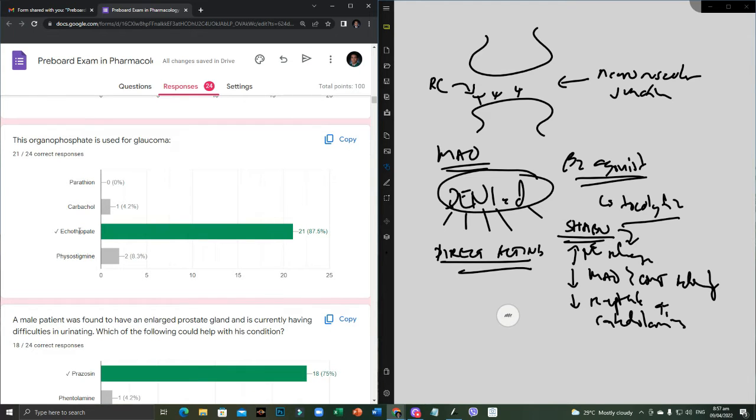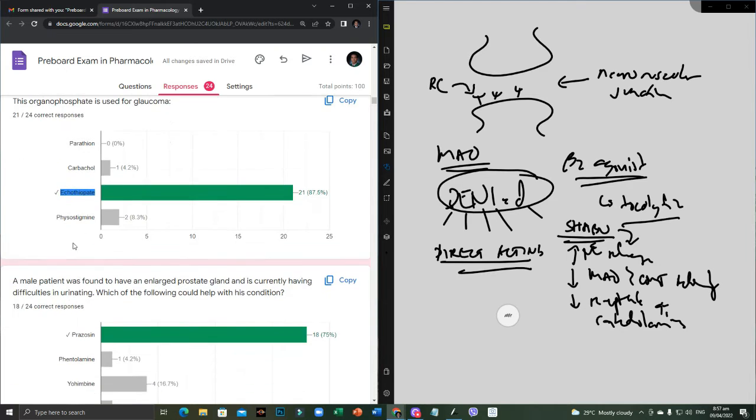Next question. This organophosphate is used for glaucoma. Very good, that's ecothiopate. The keyword here, class, is organophosphate used for glaucoma. Parathion is an organophosphate, but it's mainly used as an insecticide. Carbachol is a cholinergic agonist. Physostigmine is a cholinesterase inhibitor. So ecothiopate is the only correct answer left here.